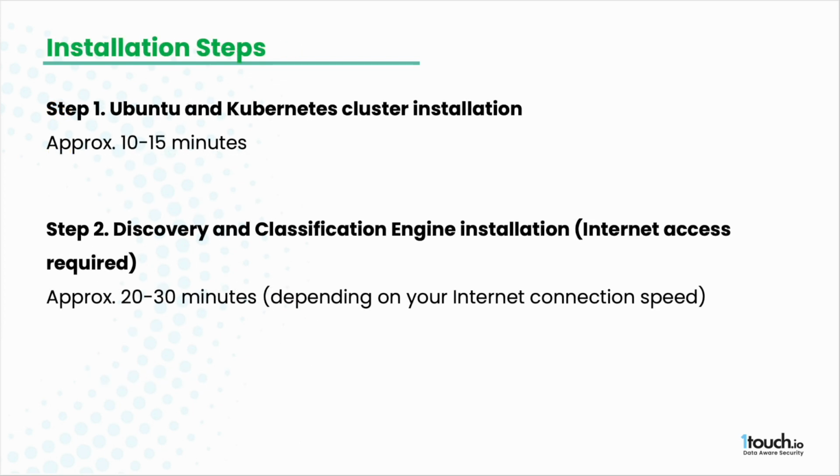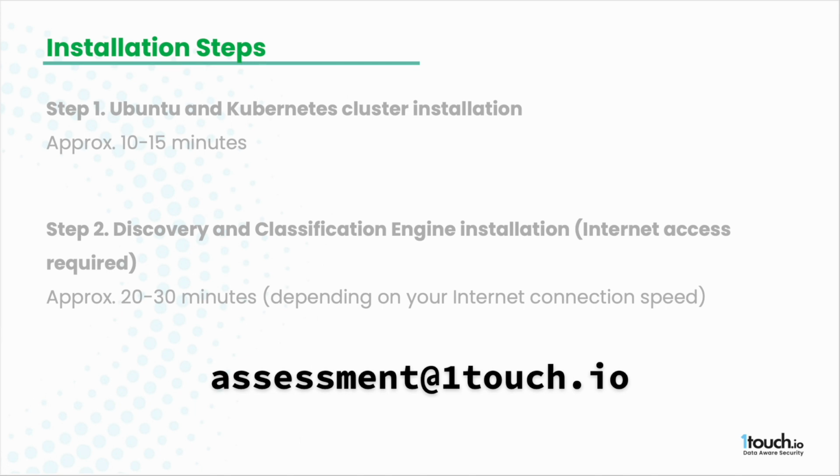Basically, the installation process consists of two steps. First, Ubuntu will be installed with one node Kubernetes cluster on top of it and all necessary management tools. Second, discovery and classification engine installation. Docker images and Helm charts will be downloaded from our repository and installed. One more important thing. You will need a login and password to access our repository. If you don't have them, don't hesitate to contact us. The email address is on the screen and will help you.